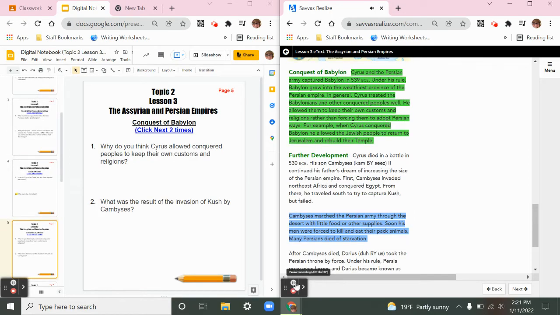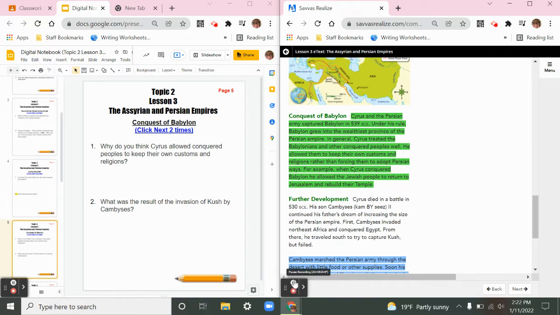West of Babylon. Cyrus and the Persian army captured Babylon in 539 BCE. Under his rule, Babylon grew into the wealthiest province of the Persian Empire. In general, Cyrus treated the Babylonians and other conquered peoples well. He allowed them to keep their own customs and religions rather than forcing them to adopt Persian ways. For example, when Cyrus conquered Babylon, he allowed the Jewish people to return to Jerusalem and rebuild their temple.